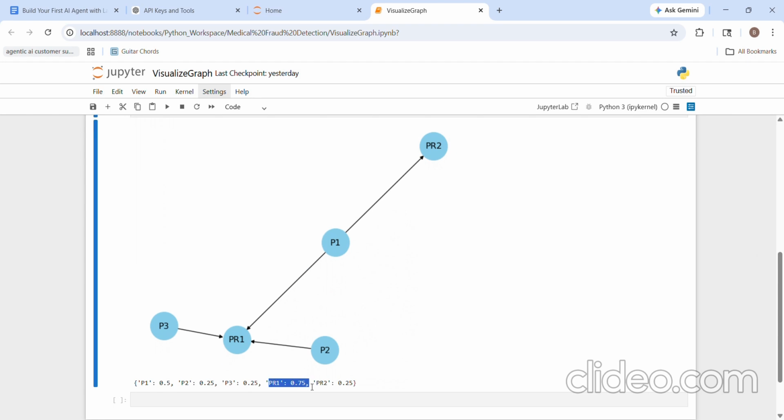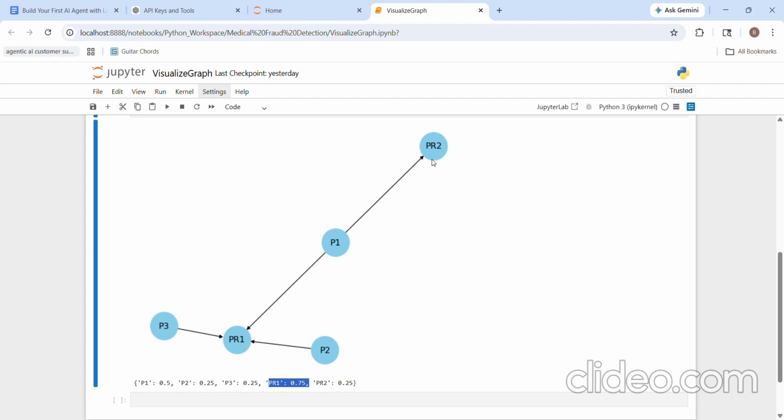So this is what the graph looks like, where you can see that PR1, the provider 1, has the highest degree centrality score, because P1 is connected to both PR1 and PR2, and PR1 is also connected to patient 2 and patient 3 as well, right? So when we print the results, look at what I have shown here. This is dramatically higher than PR2, provider 2, which is 0.25.